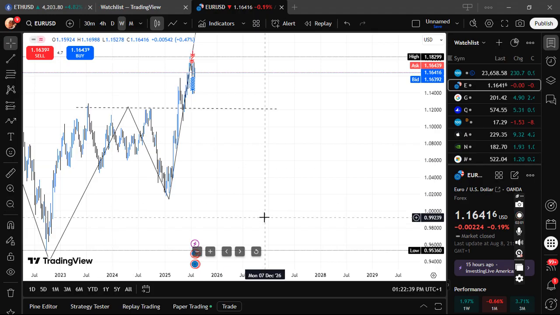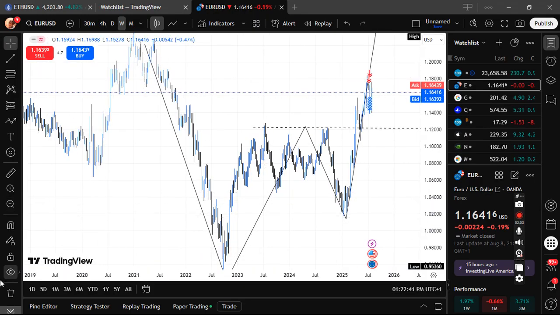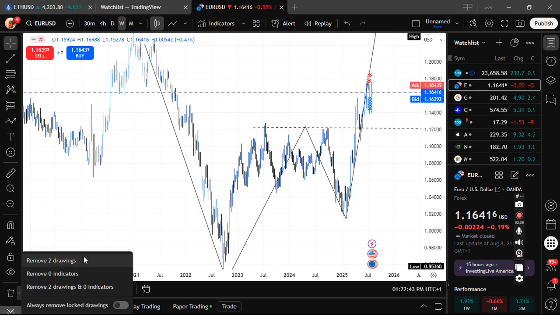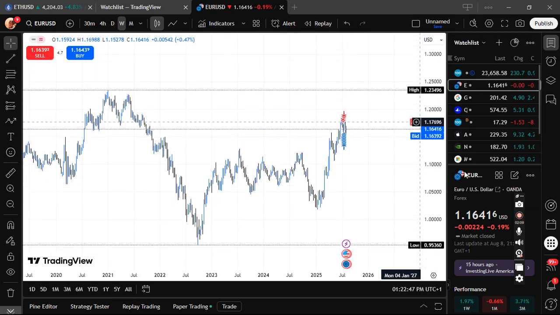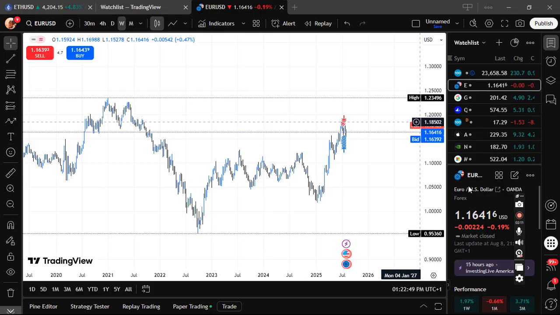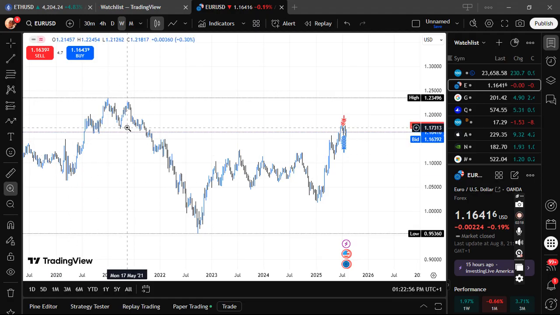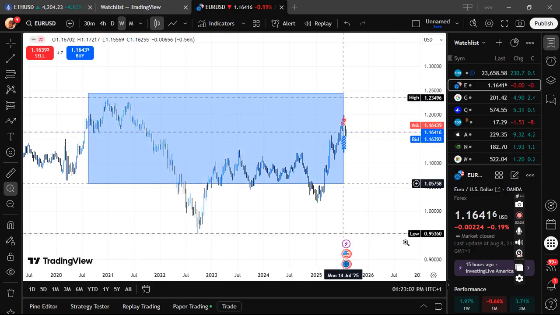But for now, let's do our main top down analysis. Our main top down analysis is from the daily time frame. Why I say the daily time frame is because we're going to be trading on the daily time frame. Before I move to the daily time frame, we are expecting Euro USD to give us a gap, because today is Sunday.